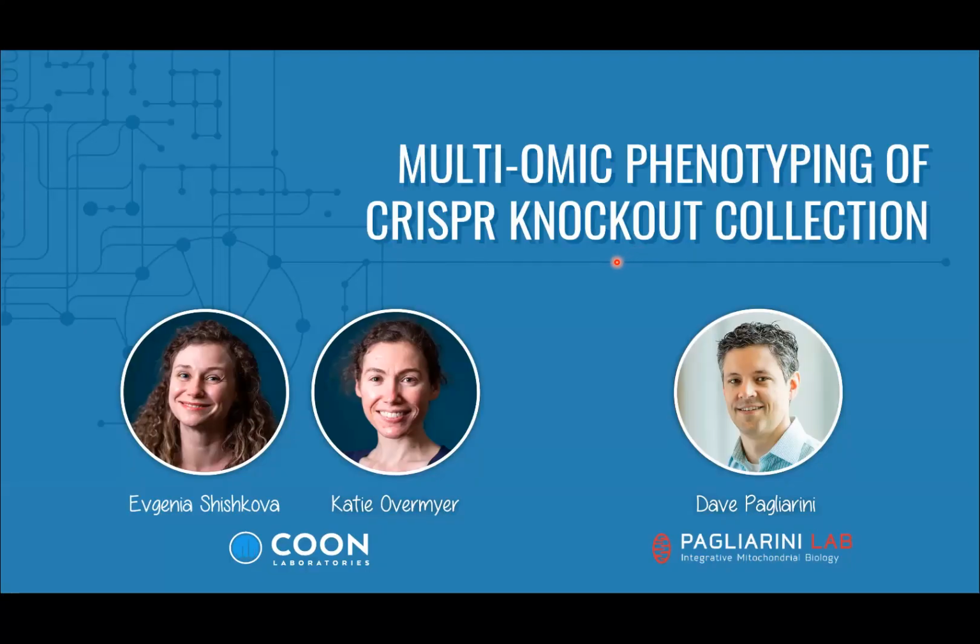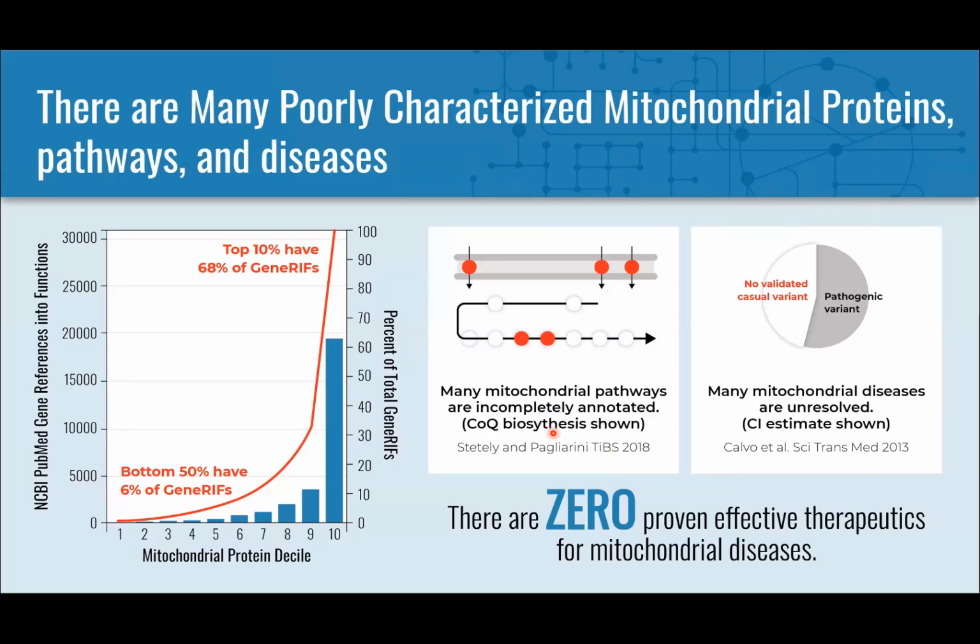Let's talk about some biology and how we can apply these techniques to learn something new functionally about how proteins work. So this is a project led in my lab by Evgenia Shishkova and Katie Overmeyer, and in collaboration with Dave Pagliarini's group, who just recently moved to Washington University. All right, so the idea here is that many mitochondrial proteins are poorly characterized. This little chart shows us that, like 50% of mitochondrial proteins have only 6% of the publications.